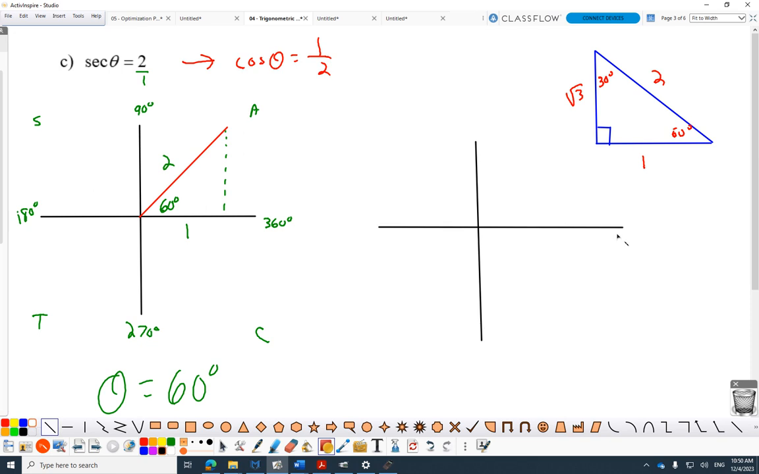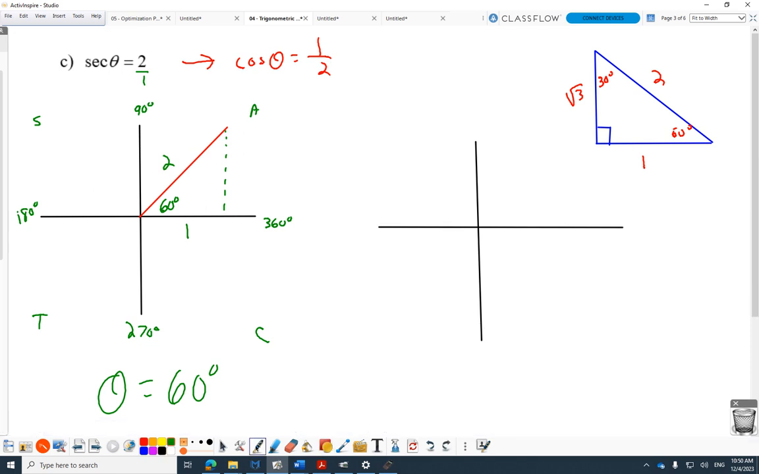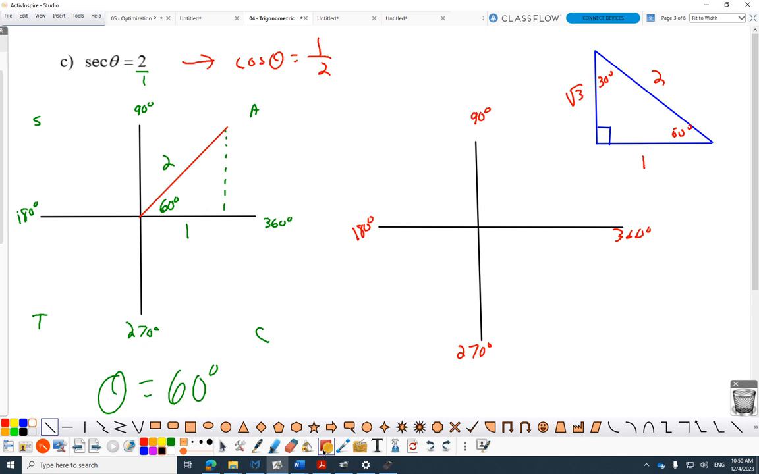Build a whole new trig playground. Mr. Todd, I don't think I need the whole playground anymore. I think I can do this without the playground. Okay. You might not need all the labels, but you have to show me the picture.